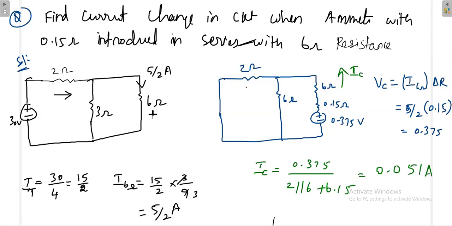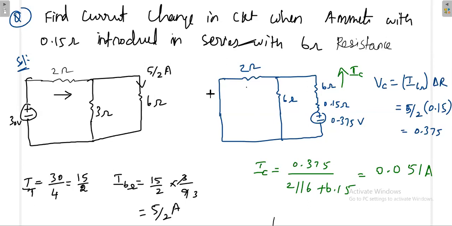That means, when you do not connect the ammeter, you will get 5 by 2 ampere. When you connect the ammeter, there will be a reduction of this current. From 5 by 2, this will be reduced. You will get the rest of the current. That is the idea of the compensation theorem.